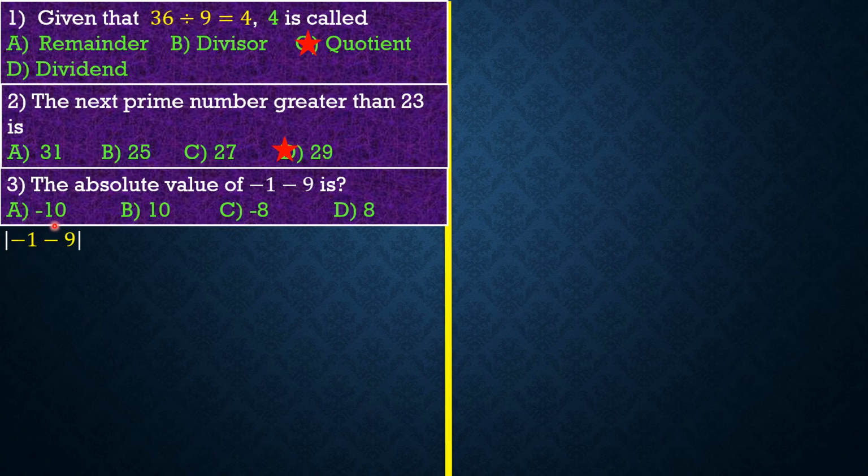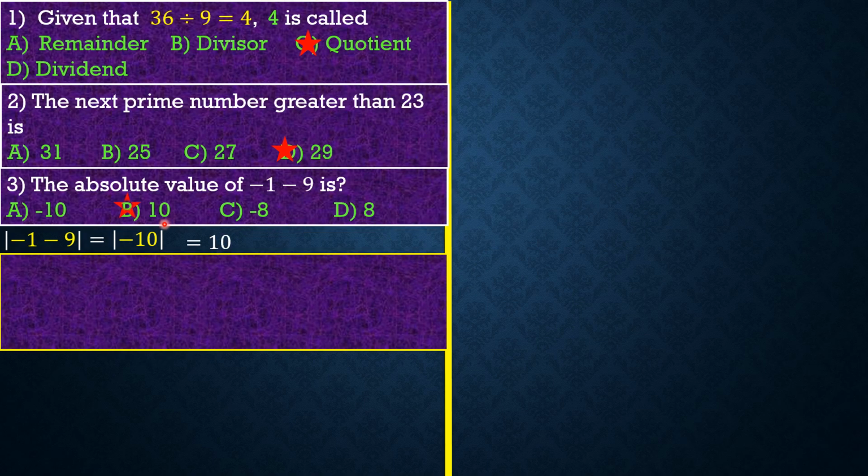So if we evaluate -1 minus 9, you use a calculator if you don't know it, you're going to have -10. So we have the absolute value of -10. And like I said, the function of this is to make sure that what is inside the absolute value sign is positive. So now that we have -10, the output we get has to be 10. So friends, option B has to be the best option.